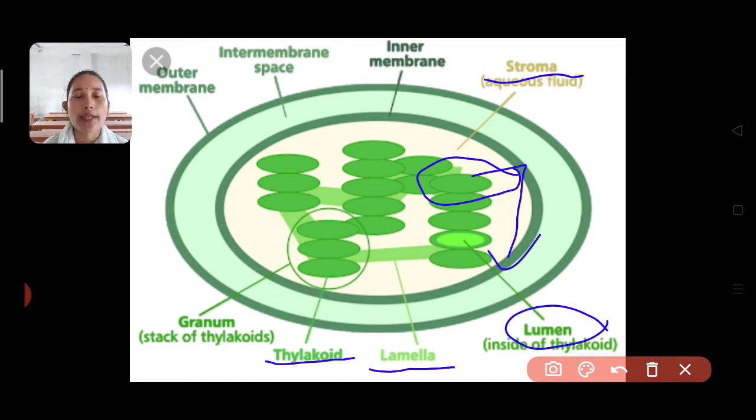You just have to know that it's a double membrane structure. Inside it you have a granum. A stack of granum is referred to as thylakoid. The thylakoids are interconnected with the help of a structure called lamella. So just go through the basic structure of chloroplast and learn how to draw this particular structure.